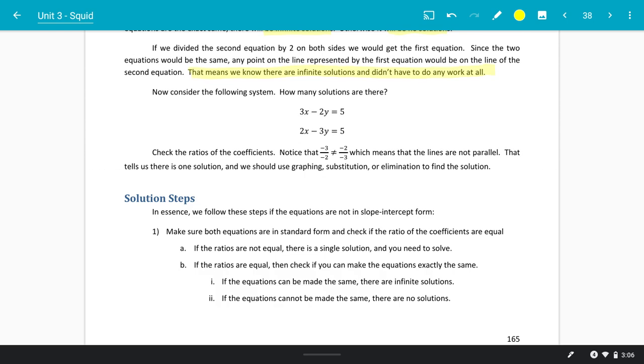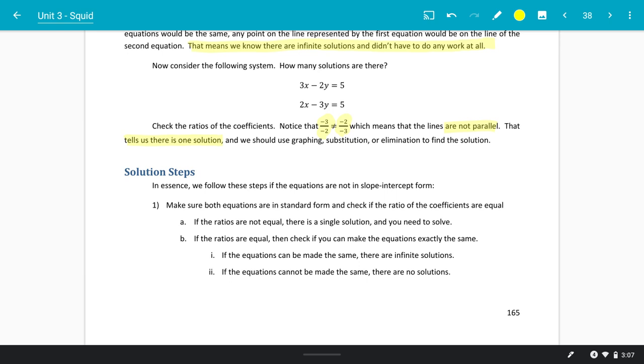Now consider the following system. How many solutions are there? Well, looking right away, I can notice that negative 3 over negative 2 is not the same as negative 2 over 3, which means they're not parallel. That tells us there is one solution.